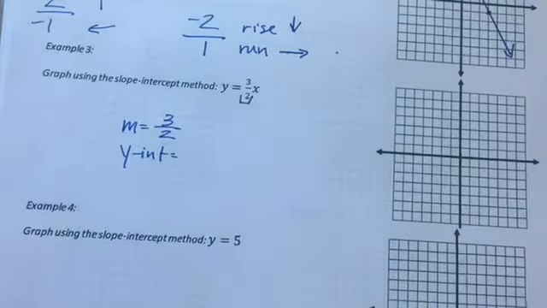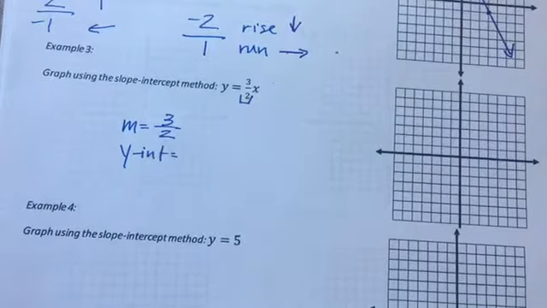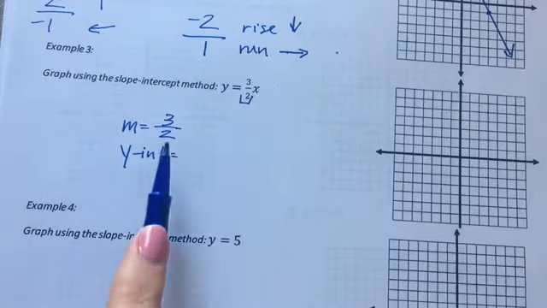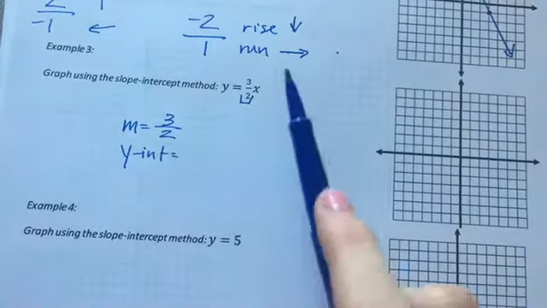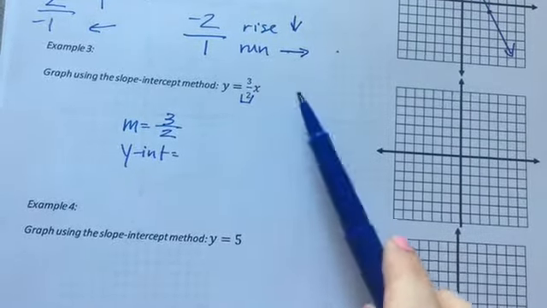Now first of all, I should have mentioned, the y is by itself. Tomorrow we're going to see problems where the y is not by itself, so it does matter. But today, you'll notice the y is by itself. Now, the slope is 3 over 2. Now, is there a constant being added on the right side?